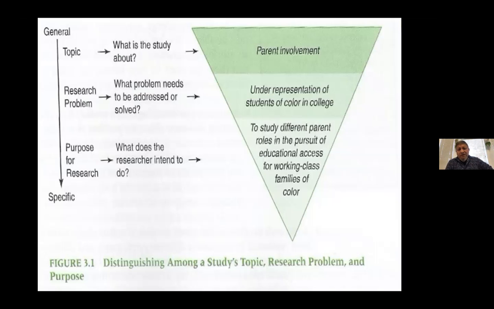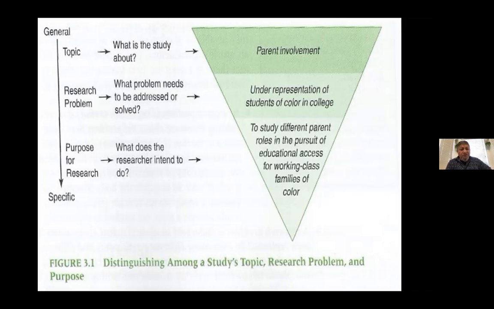What is the study about? Parental involvement. In the research problem, what problem needs to be addressed? The representation of students of color in college, meaning that somehow we need to reach parents. At least this model is telling us that somehow we need to reach parents, because parents play a role in the post-secondary education of their kids, or the post-secondary values that their kids may have about their future education. So it's important. So how do we engage parents in that area, right? So that's a key question.